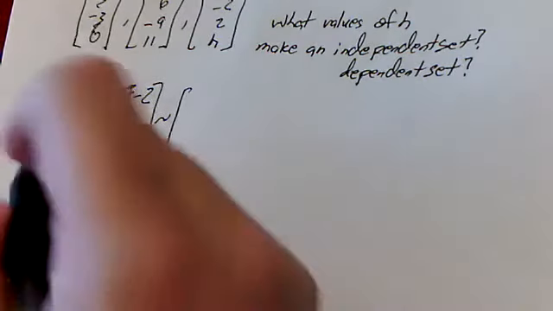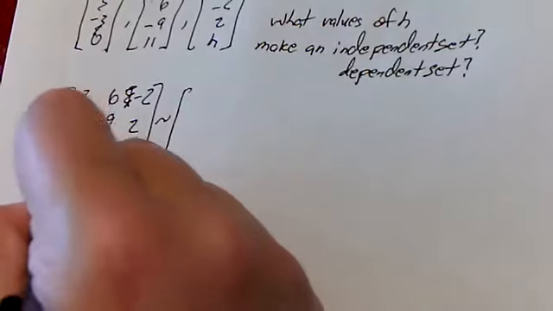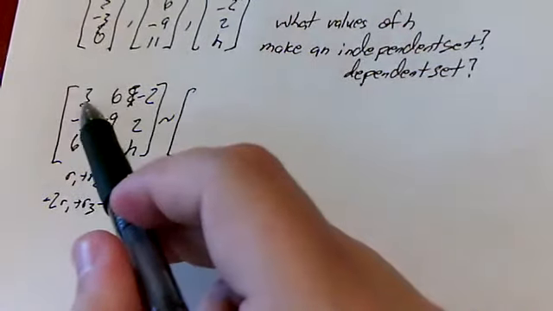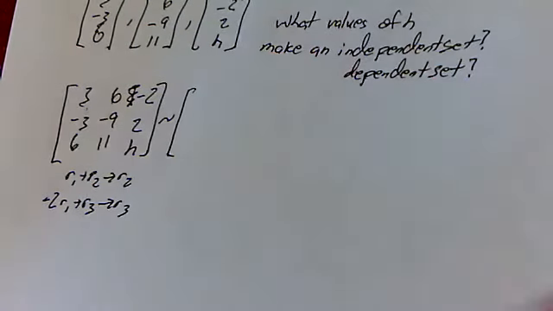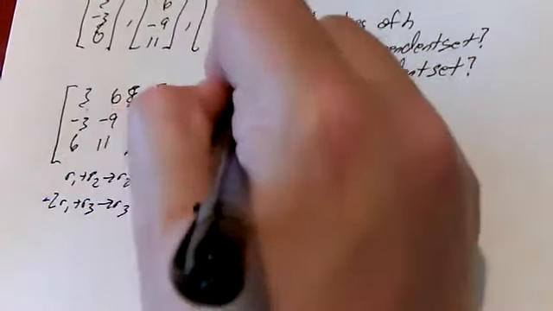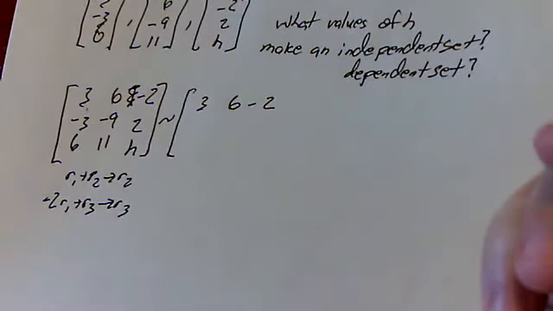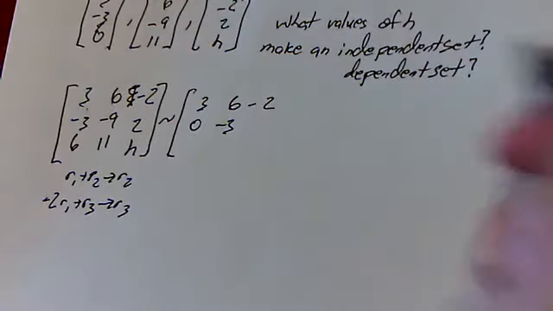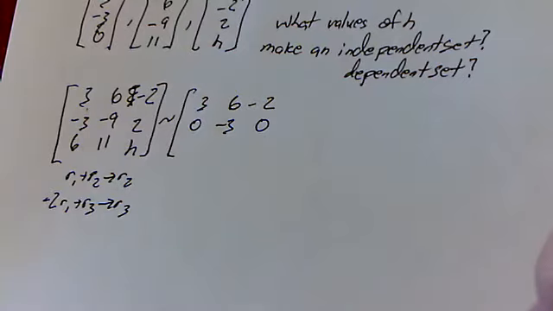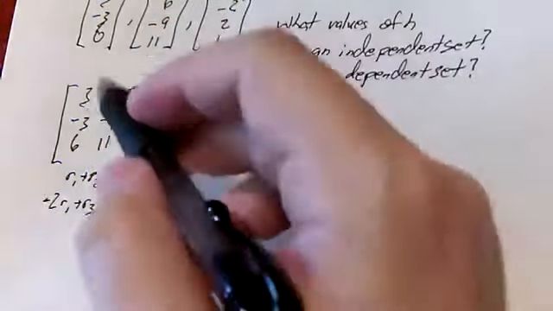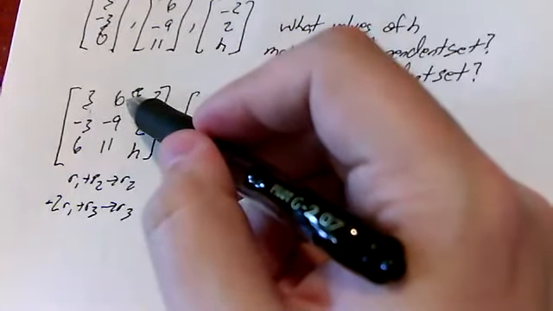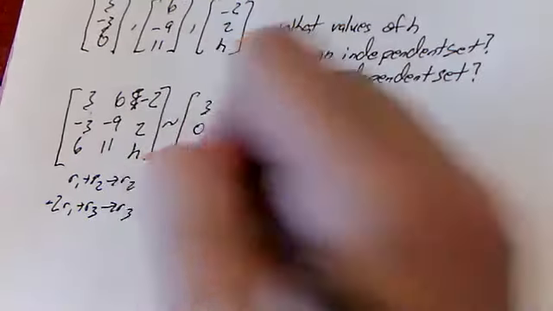0. I can also do -2 row 1 and add that to row 3 and replace row 3, because -2 times 3 will give me -6, and 6 and -6 will give me 0. So row 1's not going to change, 3, 6, -2. Row 2 now, 3 plus -3 is 0. 6 minus 9 is a -3. -2 and 2 is 0. Okay, row 3 now, -6 and 6 makes 0.